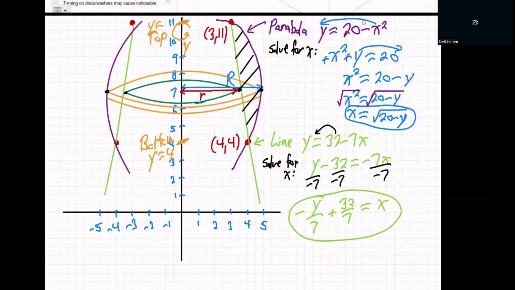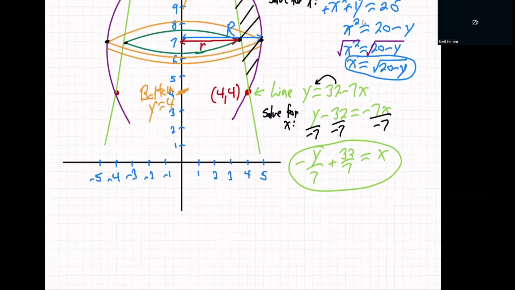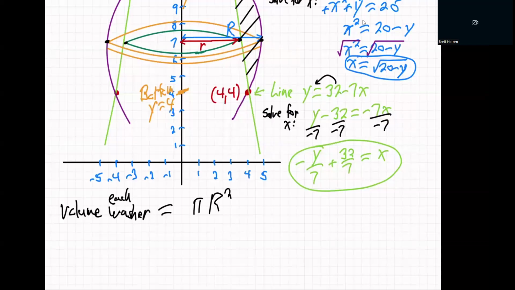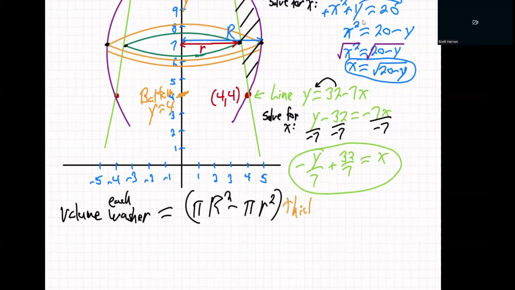Okay, so you know how to find the volume of washers. Volume of each washer is equal to pi capital R squared, like outer radius squared, minus pi inner radius squared, times thickness, which in this case is going to be dy. See that right there? That's the thickness. That's how thick it is.